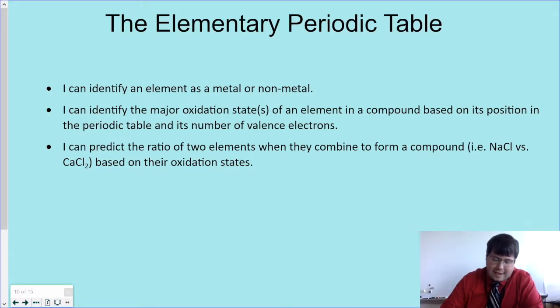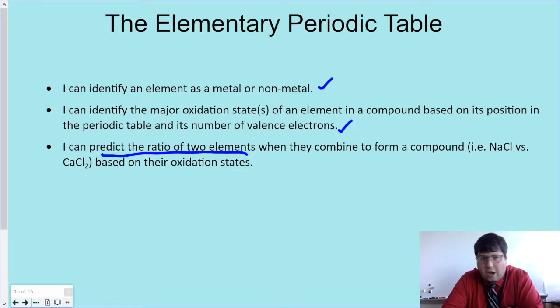We're going to be able to identify an element as a metal or a nonmetal. We want to be able to identify some of the major oxidation states of an element in a compound based on its position in the periodic table and identify those number of valence electrons in it. And then finally, the major skill we want to be able to have is to predict the ratio of two elements when they combine to form a binary molecular or ionic compound. For example, NaCl versus CaCl2. We want to do this based on those oxidation states that we know.